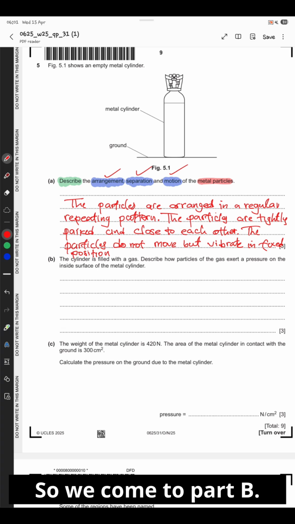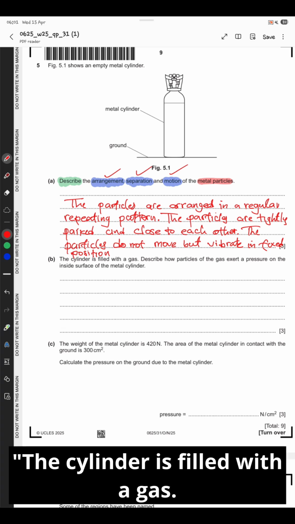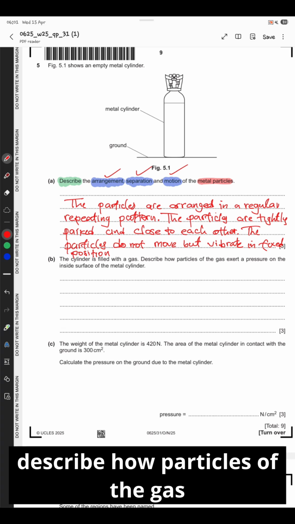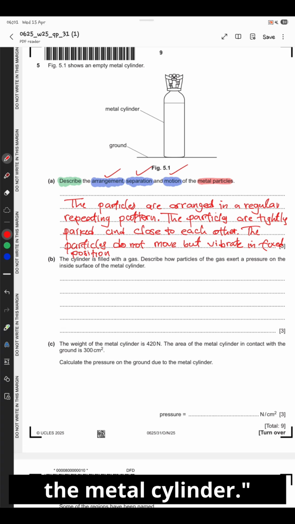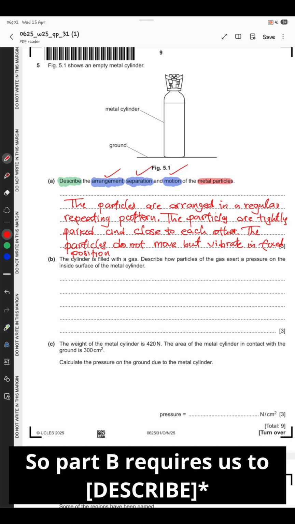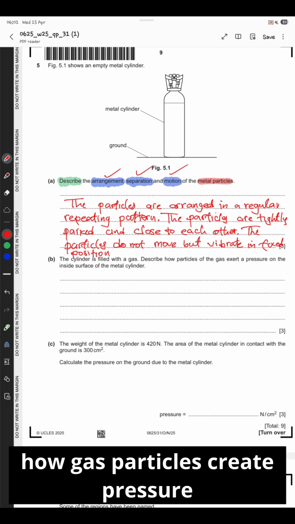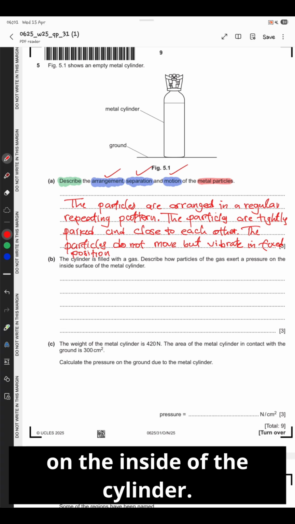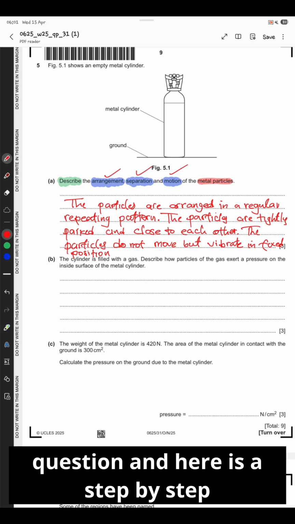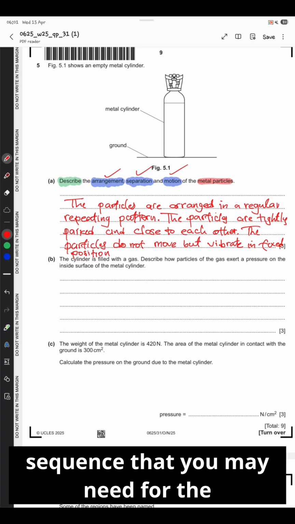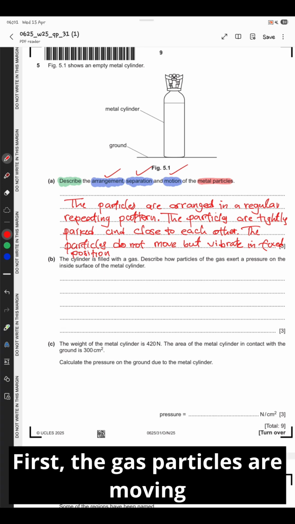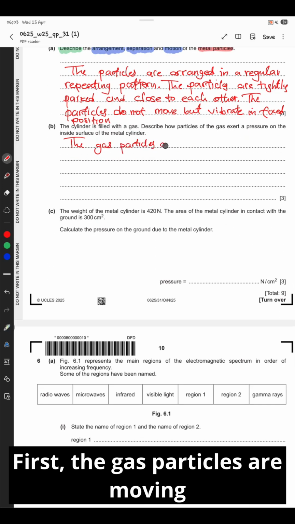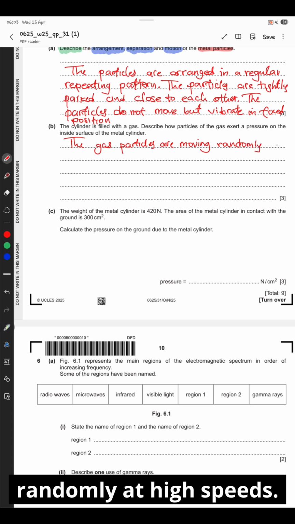So we come to part B. The cylinder is filled with a gas. Describe how particles of the gas exert a pressure on the inside of the metal cylinder. So part B requires us to explain how gas particles create pressure on the inside of the cylinder. This is a kinetic theory question, and here is a step-by-step logical sequence that you may need for the full 3 marks. First, the gas particles are moving randomly at high speeds.